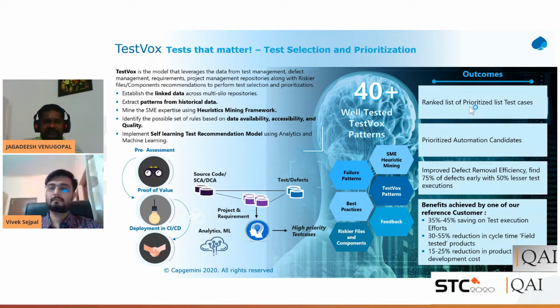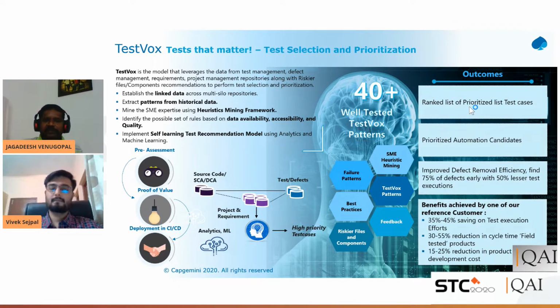It factors in data from multiple repositories, starting from your test execution records, defect records, requirements, and the product management data. It brings the data together by understanding the links between data coming from these silo repositories. It extracts patterns from the historical data. These patterns could be positive or negative patterns. We use these patterns as predictors to come up with recommendations on what tests really matter, right?